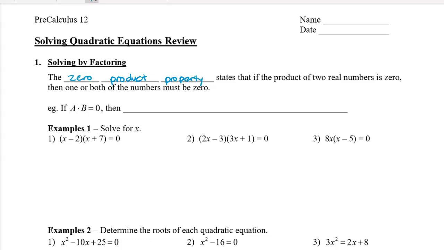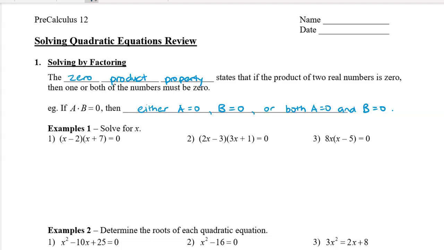This states that if the product of two real numbers is 0, then one or both of the numbers must be 0. So for example, if a times b equals 0, then we know that either a has to equal 0, or b equals 0, or both a equals 0 and b equals 0. This should make sense since one of the numbers has to equal 0 since the answer will be 0.